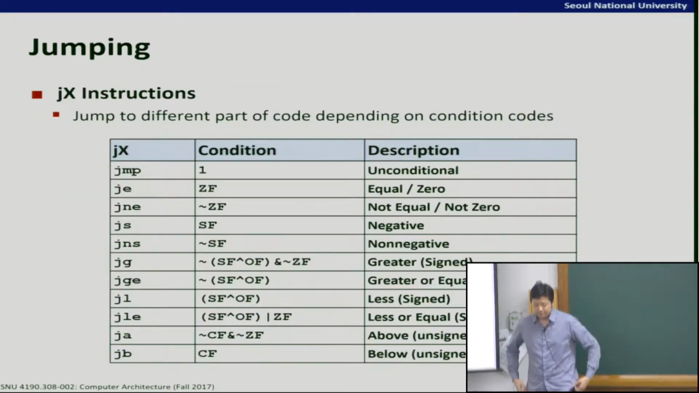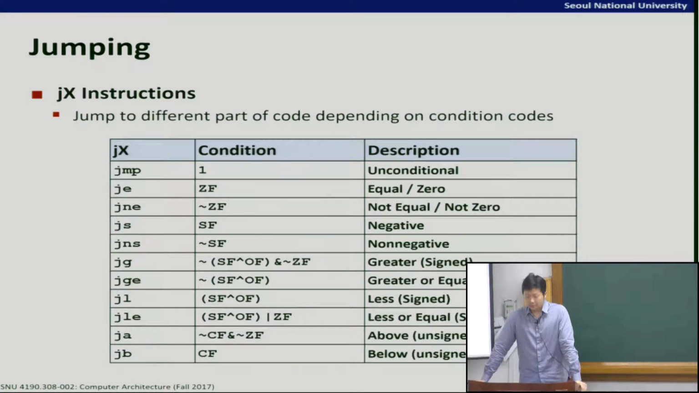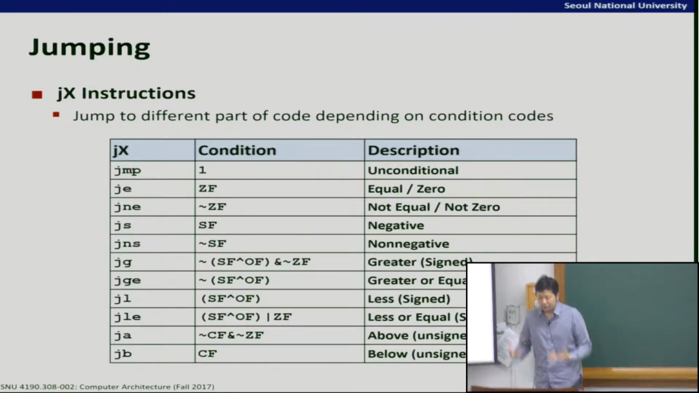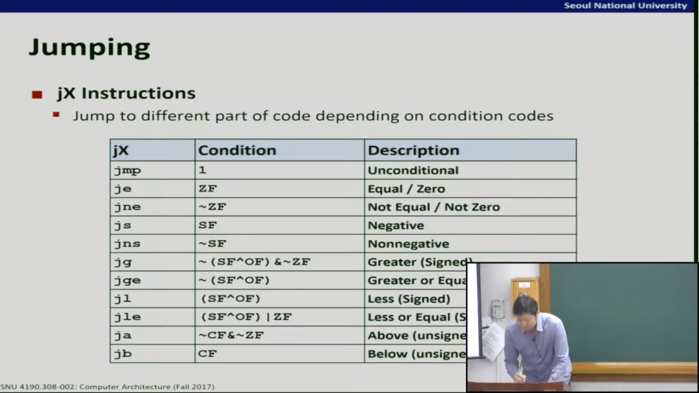In order to implement if-then-else or a loop, we have to have jump and branch instructions. There are different flavors of jump instruction. Generally this is called the JX instruction, because depending on the condition, you may jump or may not, right? The first version is just jump, JMP. This one is unconditional. Whenever you hit this instruction, you have to jump to the address pointed to by this instruction.